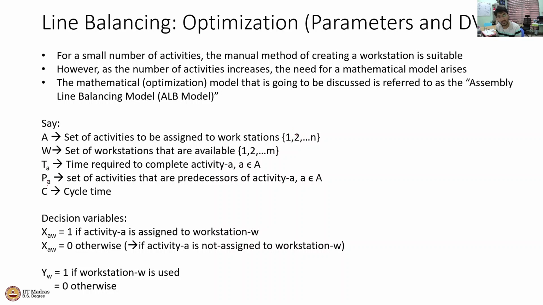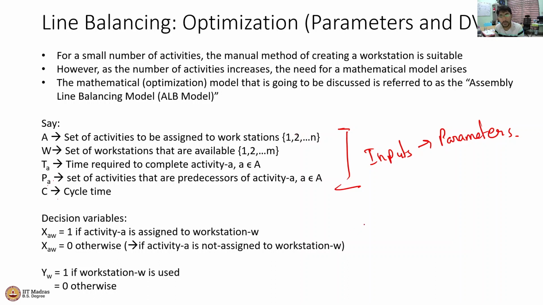And the precedence for an activity is given by the set PA, right? And finally, what is the cycle time at any given workstation? So these are all the inputs, and they are called the parameters for your model. Alright?